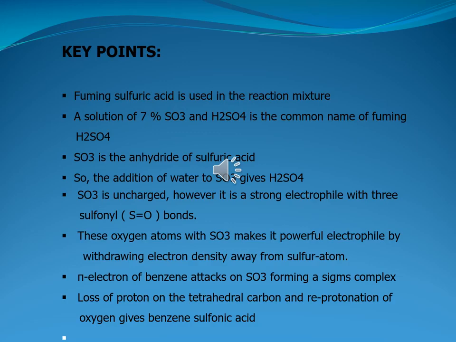Pi electrons of benzene attack sulfur trioxide, forming a sigma complex. Loss of a proton from the tetrahedral carbon and reprotonation of oxygen gives benzene sulfonic acid, that is our target compound.